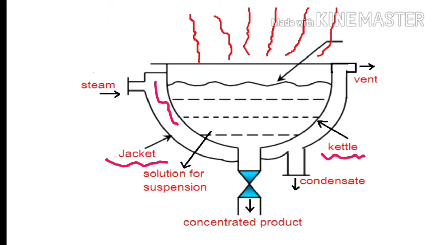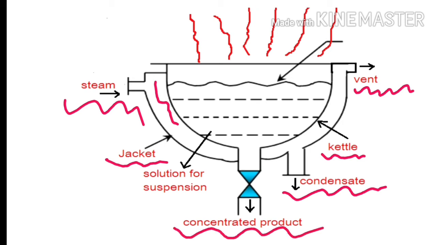So it also consists of a steam inlet and a vent for removing non-condensed gas. It also consists of an outlet for condensate. The condensed steam is removed through this outlet, and it also consists of a concentrated product outlet for removing the concentrated residue from the kettle. So these are the important parts that are present in a steam jacketed kettle.